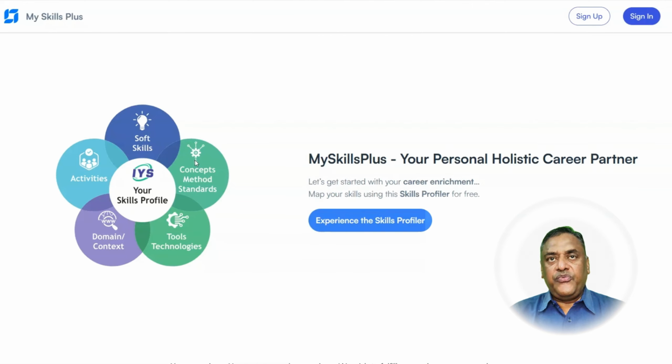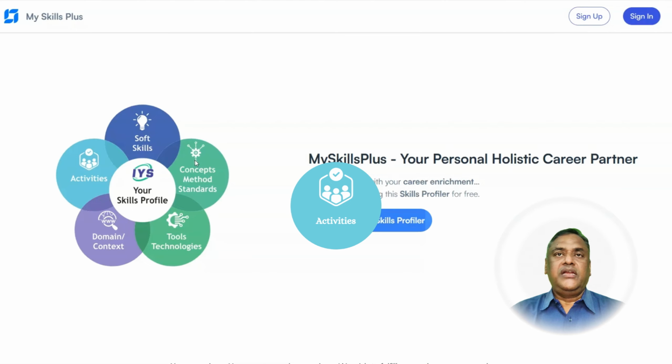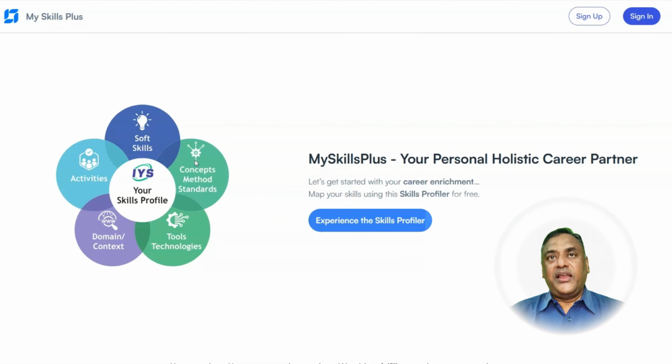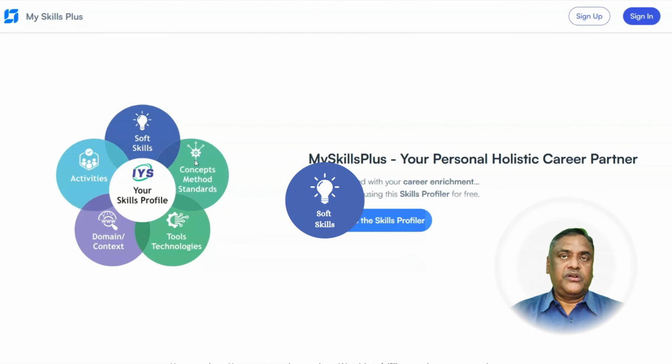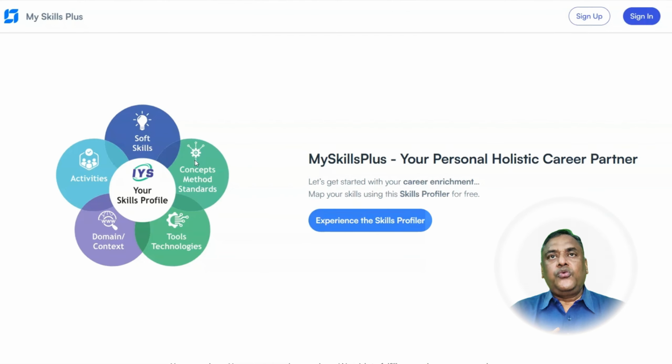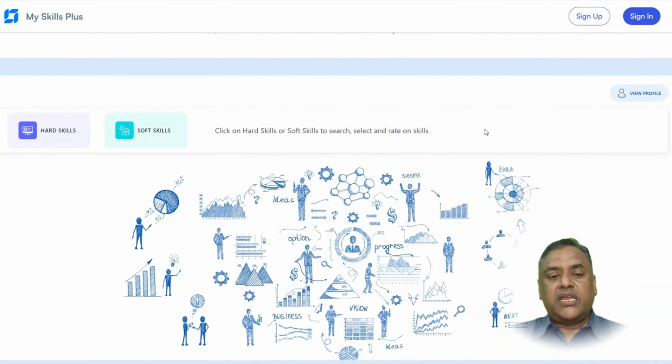Then we may be playing different roles, and there are activities related to these roles. So, what are the activities we are familiar with? What have we done? And finally, the soft skills, which is the most important in today's world. Now, all of these put together form our skills profile. So, let's go ahead and look at the business analyst skills using the skills profiler in My Skills Plus.